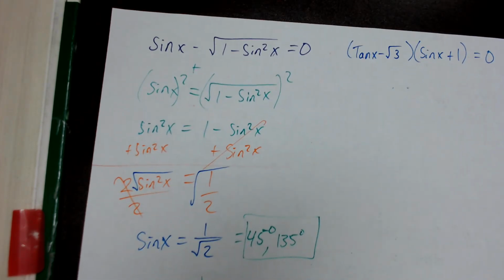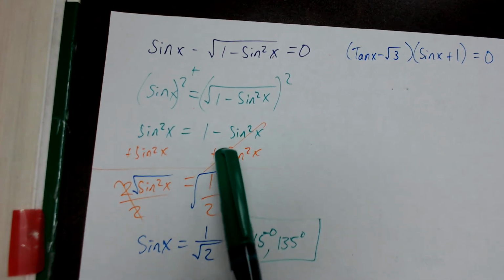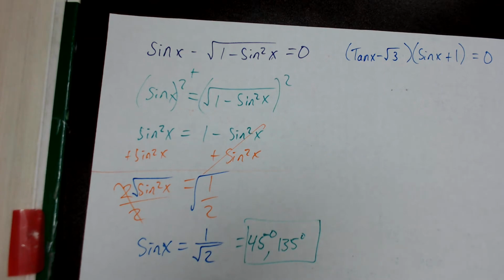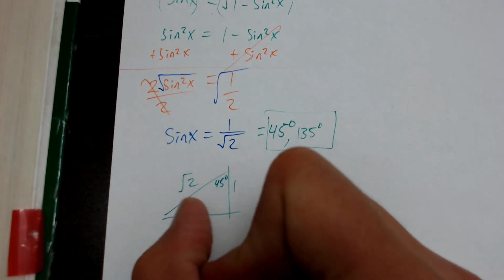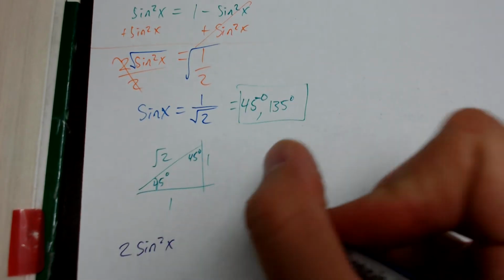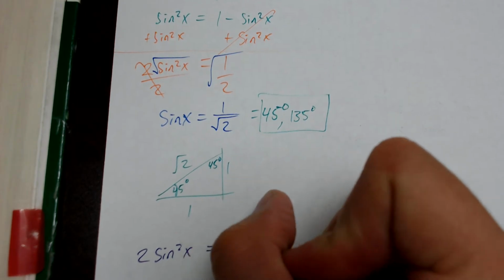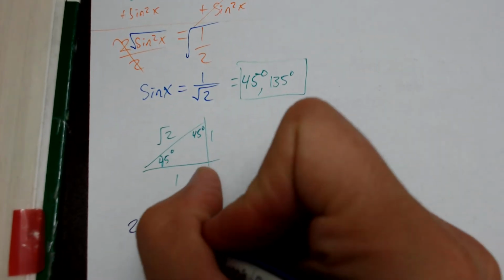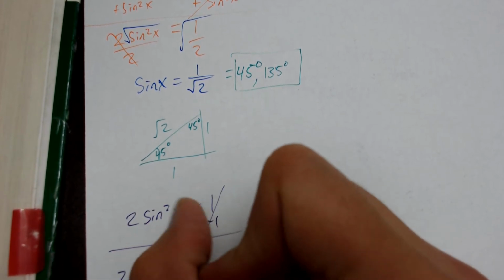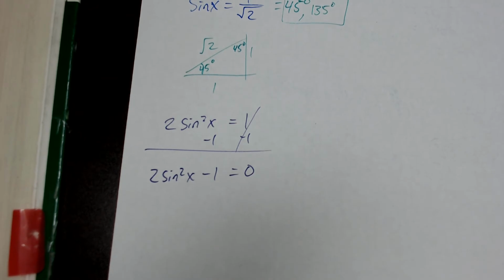Now, the other way that the book would like to do this is, at this point, they would take this equation to sine squared of x. So again, I'm starting from up here, and they would set it equal to 0 again. So they'd have 2 sine squared of x equals 1. They would subtract 1 from each side. Then they would have 2 sine squared of x minus 1 equals 0. From here, they would want to factor and use the zero factor theorem.